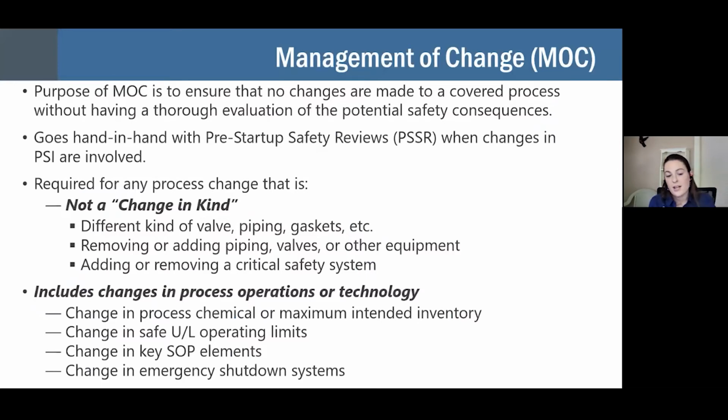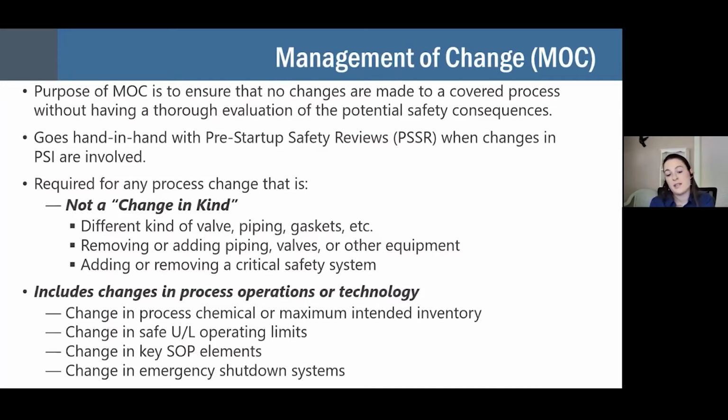It's not required for any process changes that are a change in kind. A change in kind is basically identical material of construction and operation. So if you're replacing a ball valve with a new ball valve that is the same size, same manufacturer, same material of construction, same gasket material, that would be a change in kind. If any of those variables that I just described are not the same, then that would not be a change in kind. Anything that is not a change in kind needs to go through the management of change process.